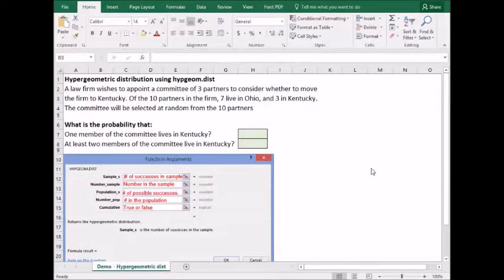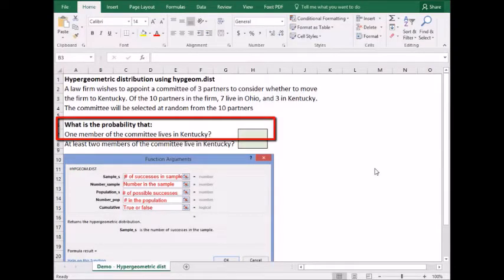In this example, a law firm is considering moving its headquarters from Ohio to Kentucky. There are 10 partners in the firm, 7 of whom live in Ohio, 3 of whom live in Kentucky. If the law firm will randomly select 3 partners to serve on a committee to consider moving the headquarters, what is the probability that one member of the committee will live in Kentucky?